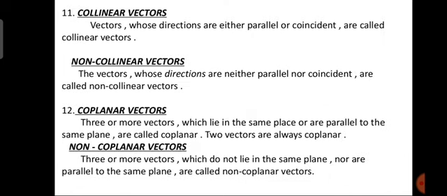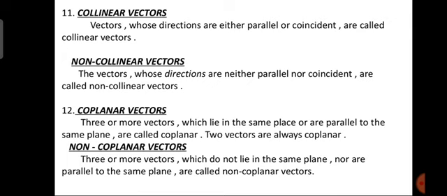And next is collinear vectors. Collinear vectors are those whose directions are either parallel or coincident. Non-collinear means neither parallel nor coincident. That is collinear and non-collinear.